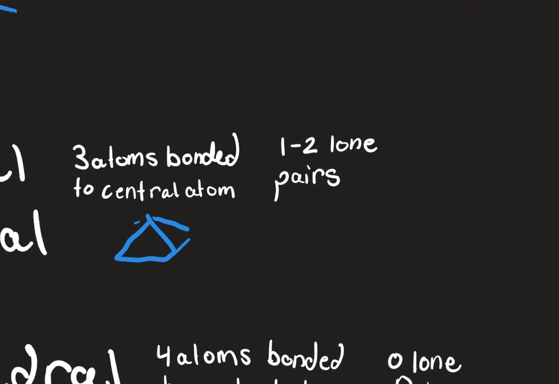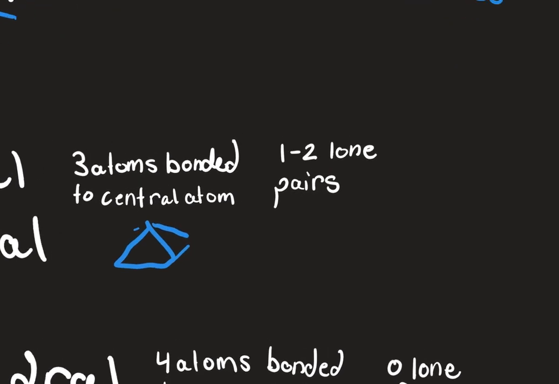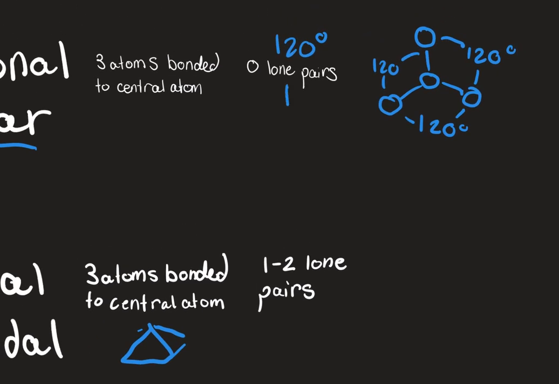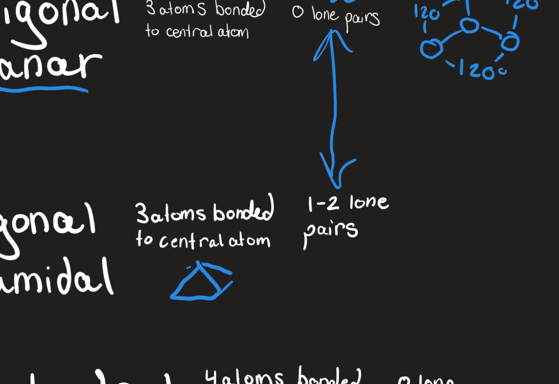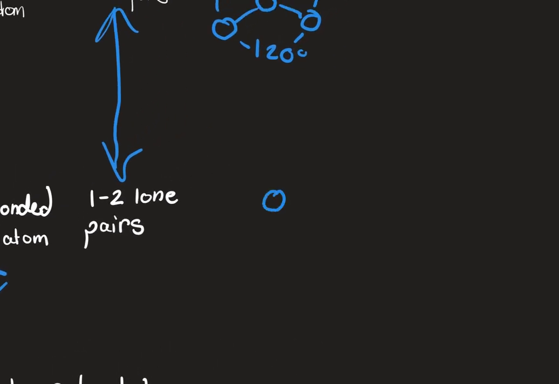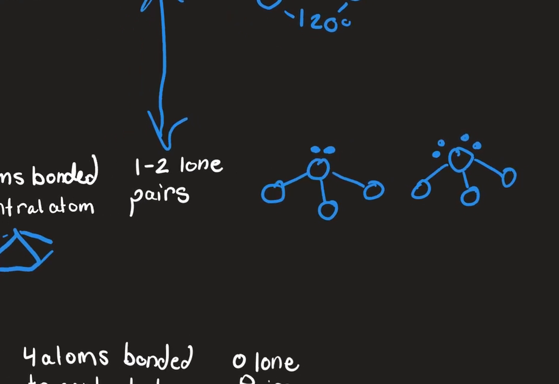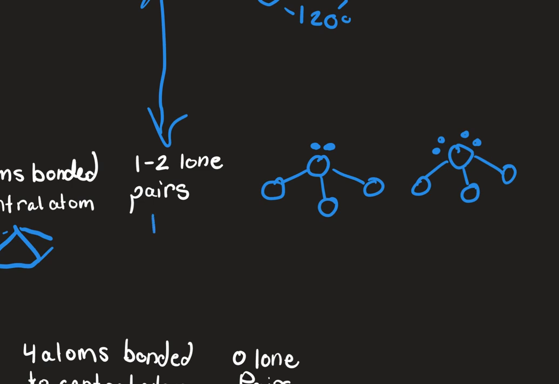And we have 3 bonded atoms to the central atom, and 1 to 2 lone pairs. So that's the big difference between trigonal planar and trigonal pyramidal, is that pyramidal has lone pairs on the center atom. So here we are. So we can have something like this. We can have something like that. Okay, so those will all be trigonal pyramidal. And the bond angle for trigonal pyramidal is going to be 107 degrees.